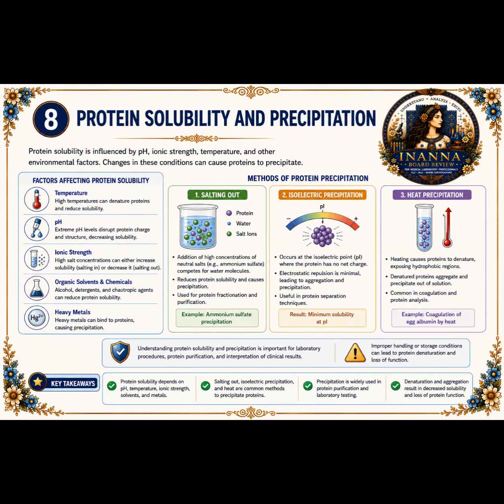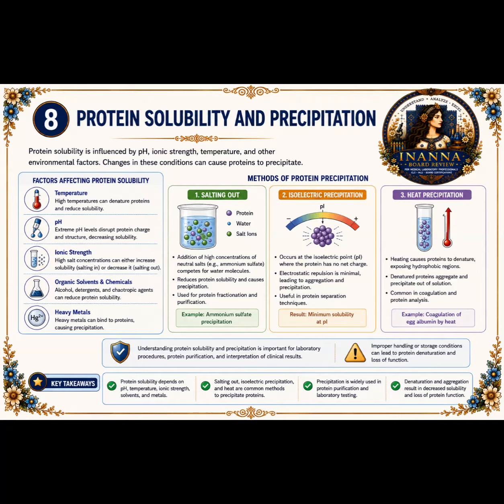Protein solubility is affected by several environmental factors, including pH, ionic strength, temperature, organic solvents, chemicals, and heavy metals. When these conditions change, proteins may lose solubility and precipitate out of solution. One common method is salting out. In this process, high salt concentration competes with proteins for water molecules, reducing protein solubility and causing precipitation.